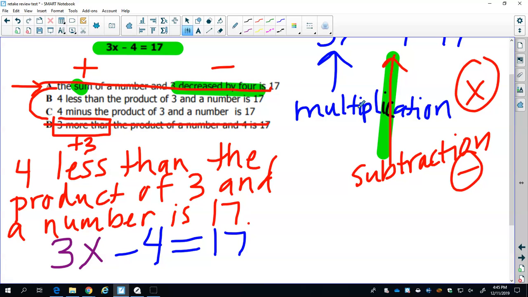So our answer, you can see just from doing that, is going to be B. Now I want to talk about C for a minute.